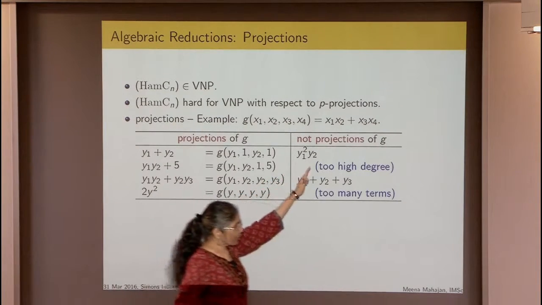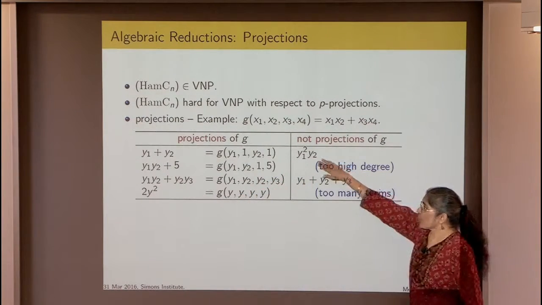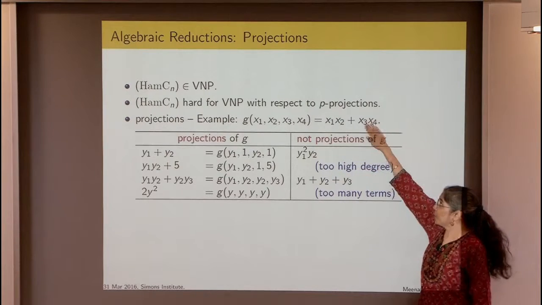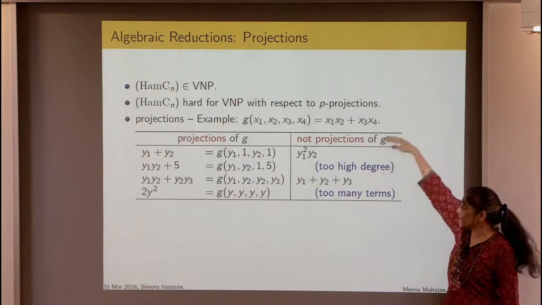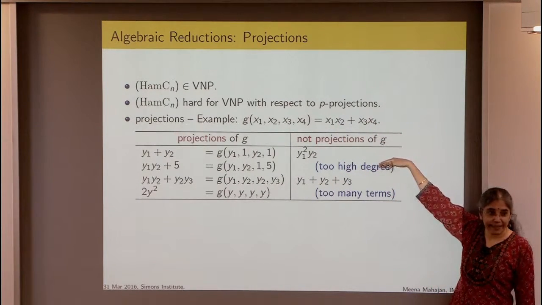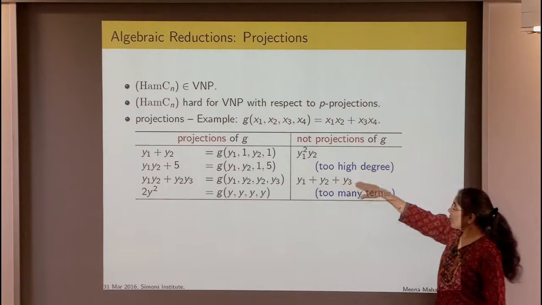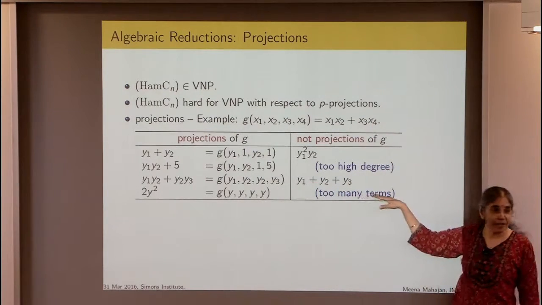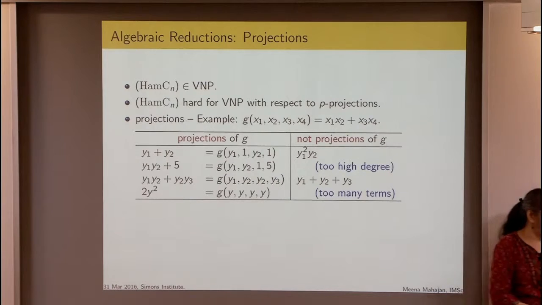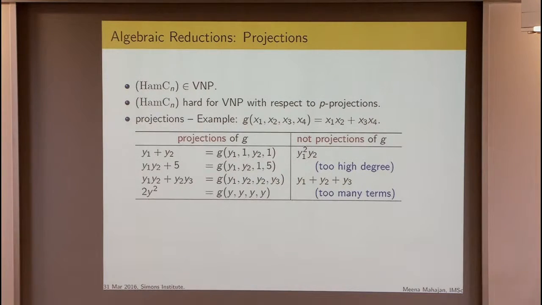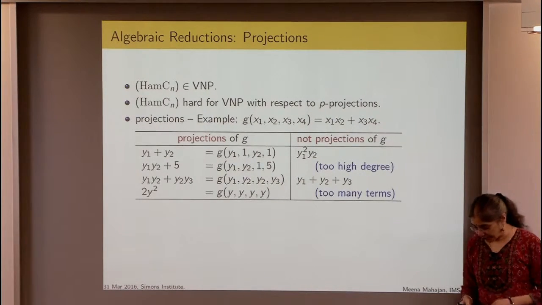Here are examples which are not projections. For instance, there is no way I can get the polynomial y1 square y2 out of any substitution here, because substitution is not going to increase the degree. There's no way I can get this polynomial out of G, because substitution cannot increase the number of monomials. So projection is just talking about substitution.